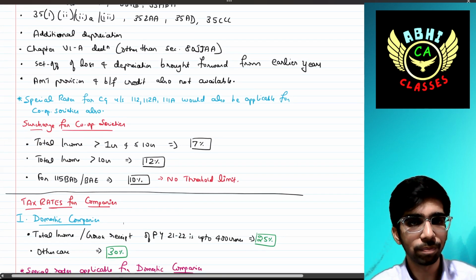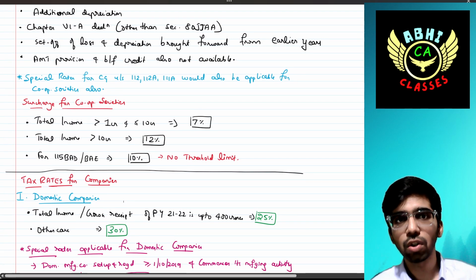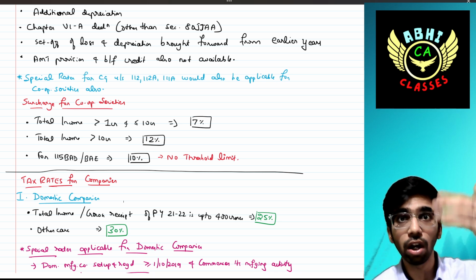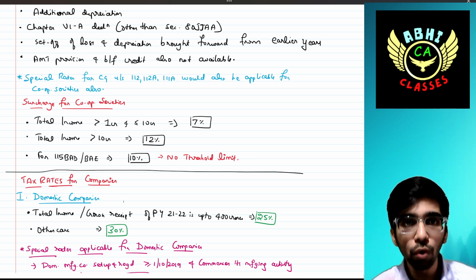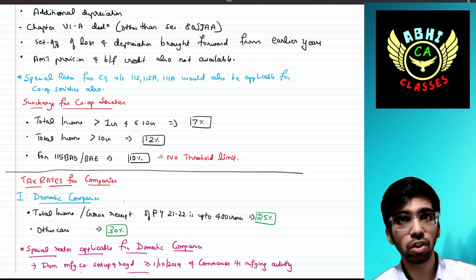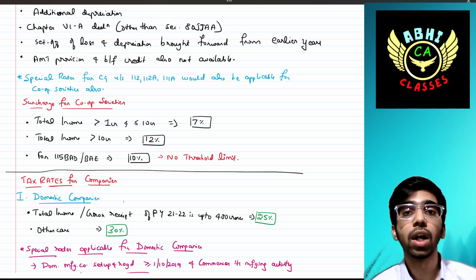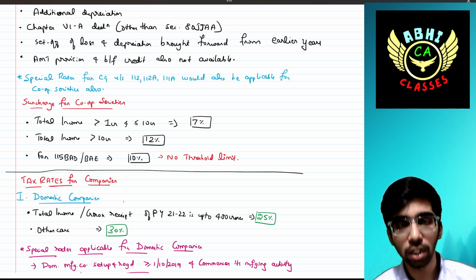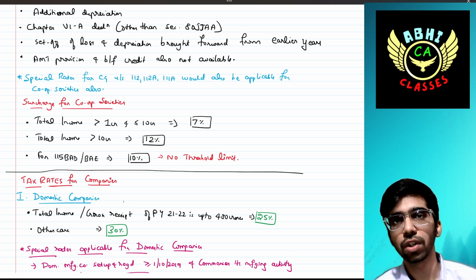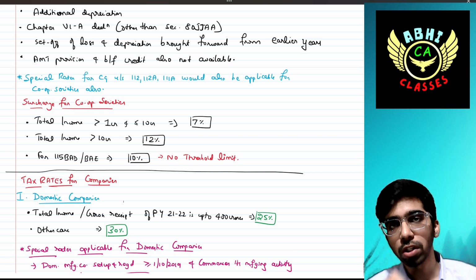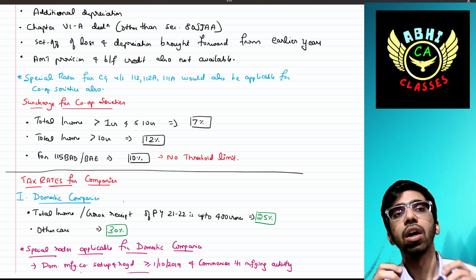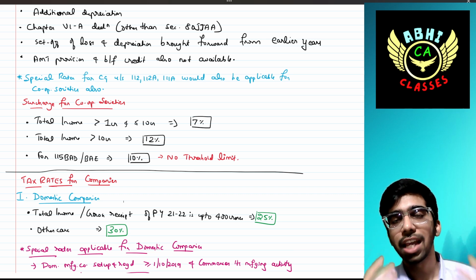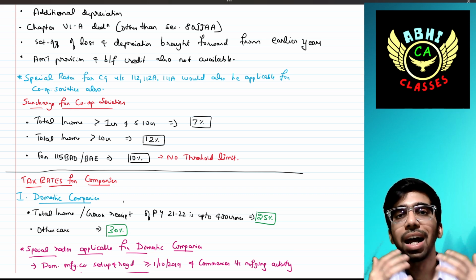Okay, next up. Special rates of capital gain under section 112 that we have already discussed, 20%, and 112A, 111A, that is long term and short term respectively, would also be applicable for cooperative societies. There is no restriction: if the cooperative society has a capital gain in terms of these sections, the same section rates will be applicable accordingly.